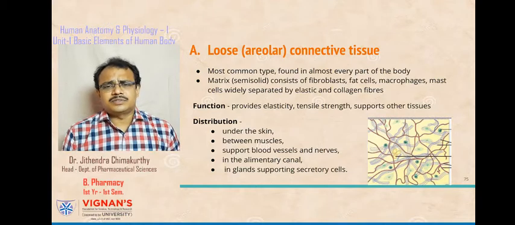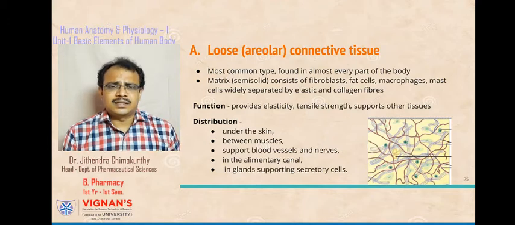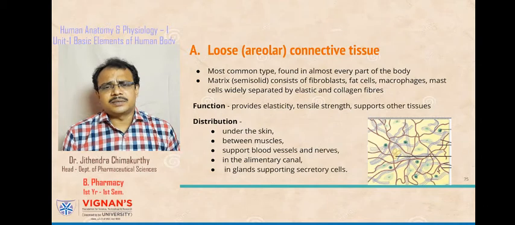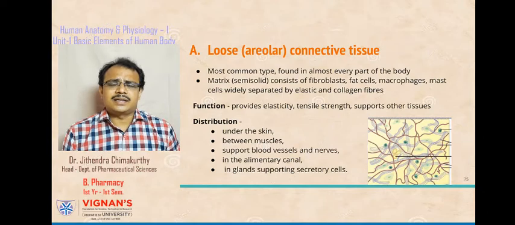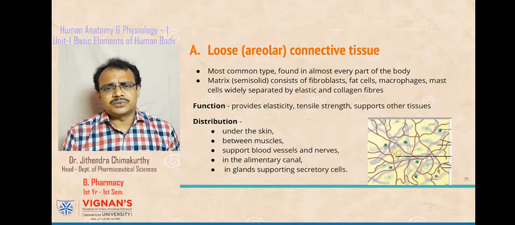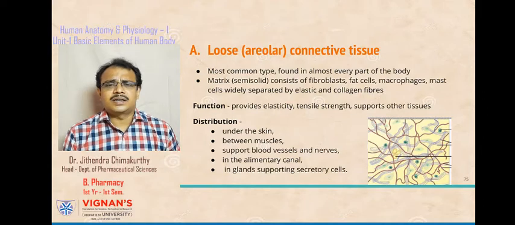Loose connective tissue is found under the skin. It is present as supporting tissue in the blood vessels and nerves. It also supports the alimentary canal. It is present in secretory tissues such as glands, and it is also present between the muscle tissue.